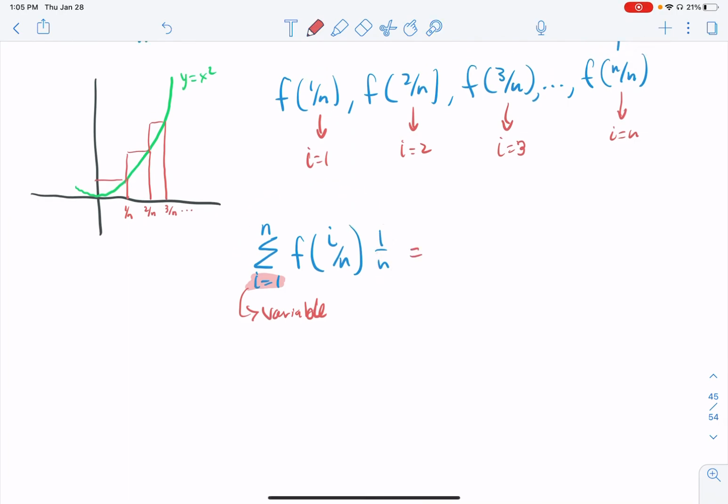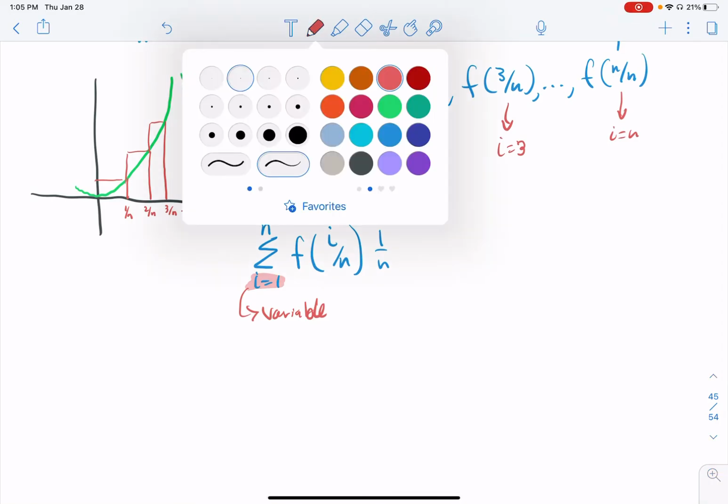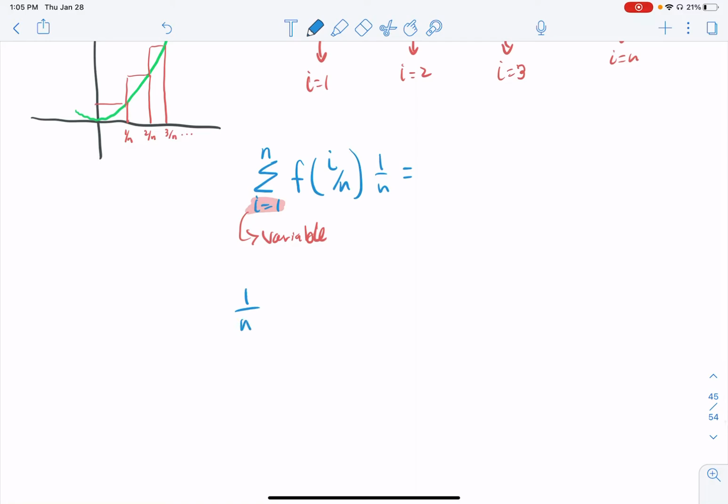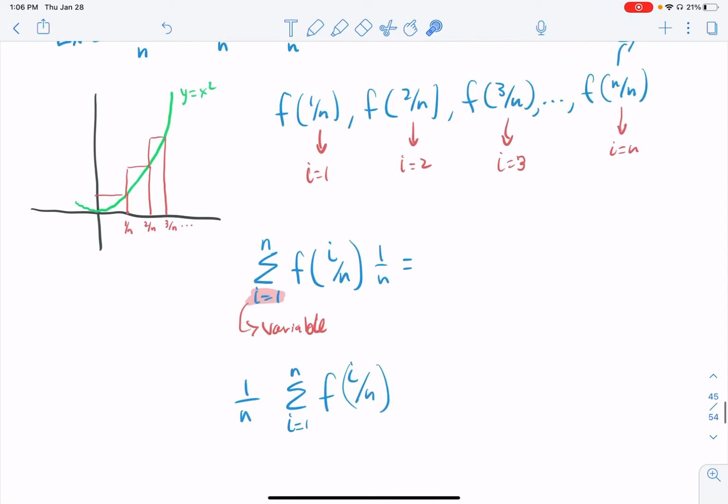So this is going to be equal to, just a minute, guys, I got to switch back to blue, 1 over n times the summation of f of i over n, again from i equals 1 up to n. Now I'm going to take this i over n and substitute it into my equation, which is right here. I'm just going to take i over n and then square it.